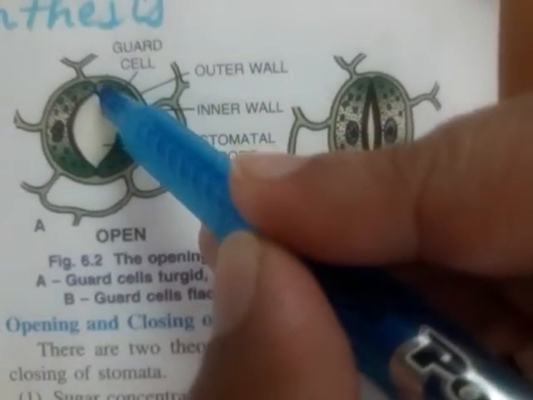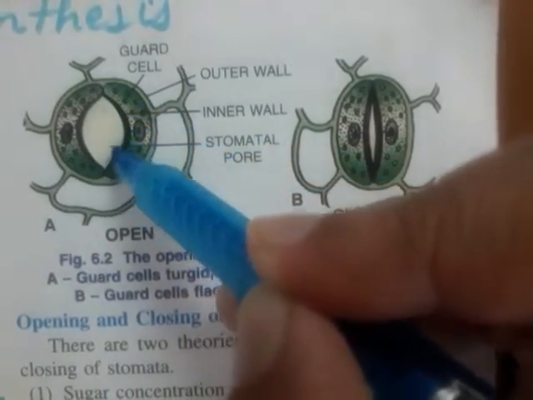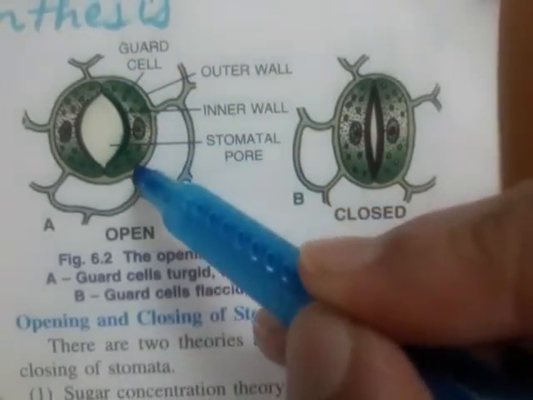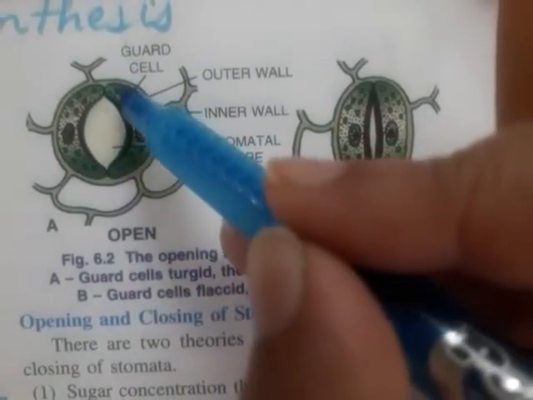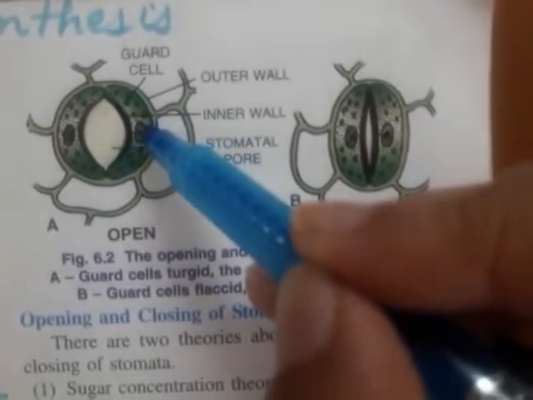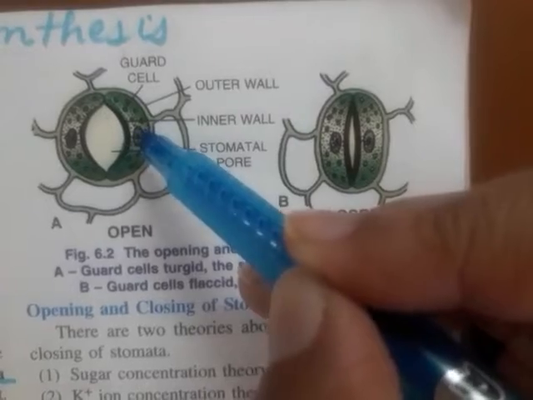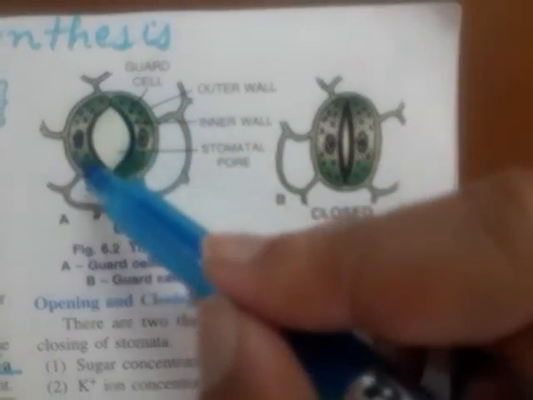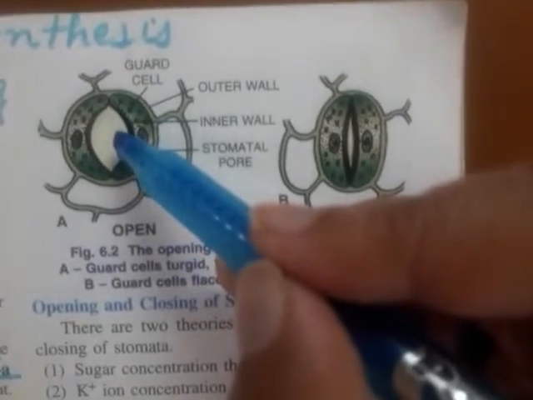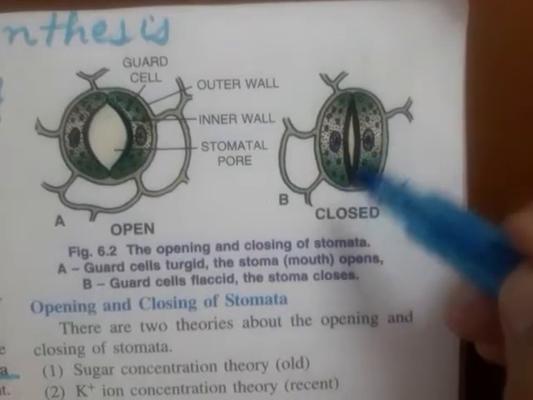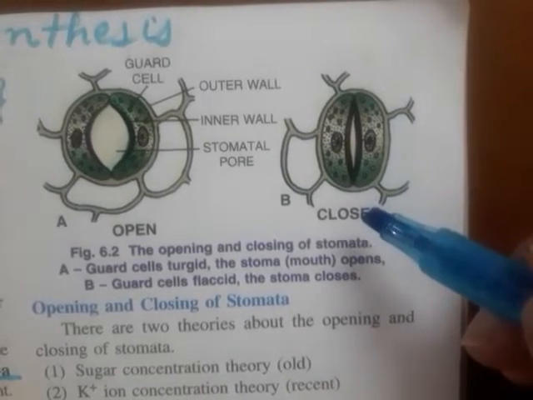This inner wall is thick. Towards the stomata, you see this wall is thick and the outer wall is thin. These tiny structures are chloroplasts and this is the nucleus. During day, you can see the guard cells are turgid and stomata are open. And at night, guard cells are flaccid and stomata close.